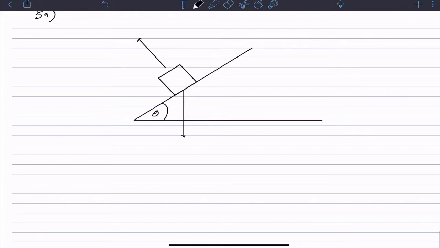We are given the radius is 150 meters. The angle is 22 degrees. And we're also given a static coefficient of friction that's 0.400. It's asking us to find a range of speeds for which the car can safely negotiate the turn without slipping.